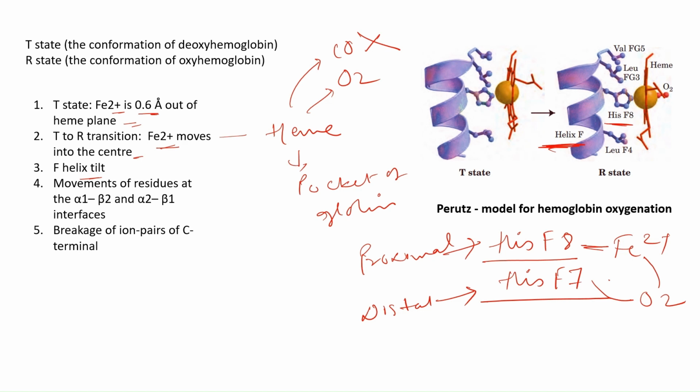Then next what will happen? The F helix will tilt a little. Because of this tilting, there occurs a movement in the alpha 1 beta 2 and alpha 2 beta 1 interface, which will break the ion pairs, and hence the T state will transform into the R state. And for the stabilization of the R state, some new ion pairs will form.